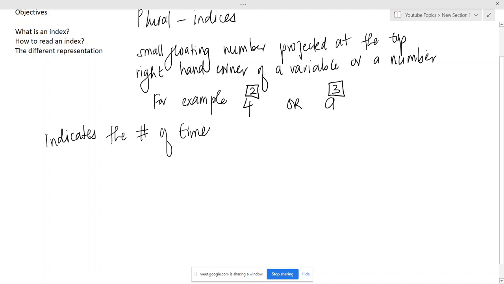All right, the number of times a value or variable, remember variable, is multiplied. Could be a combination of both, can be 3x or so on. All right, is multiplied by itself.